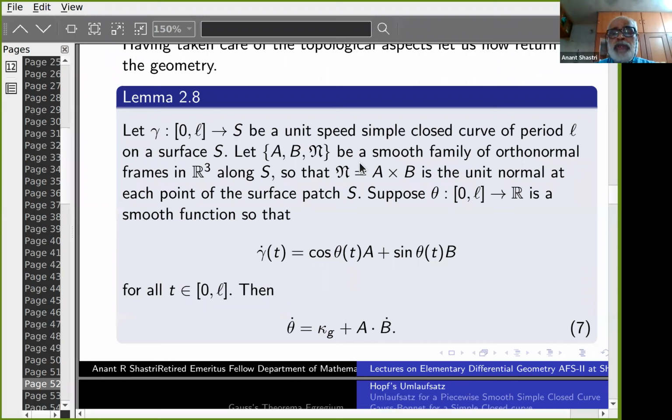Start with a smooth family of orthonormal frames for S. What does this mean? A, B span the tangent space. Norm of A equal to norm of B is equal to 1. A and B are orthogonal. And this N is A cross B.